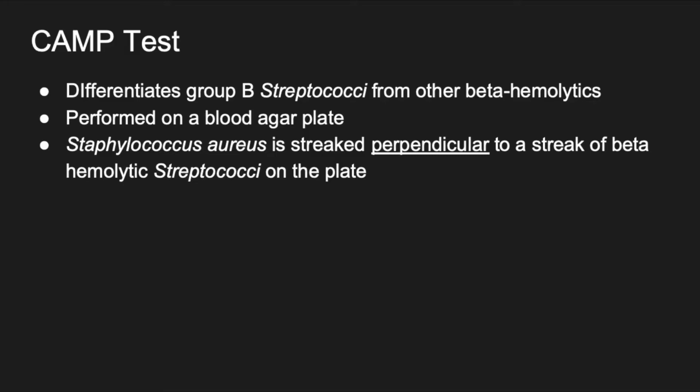What you do is you streak Staphylococcus aureus perpendicular to a streak of beta hemolytic streptococci on the plate. So you have a perpendicular streak of Staphylococcus aureus, and then you streak a beta hemolytic streptococci onto the plate. I'll show you a picture of this. I have a pretty good picture in the following slides that will explain this more.